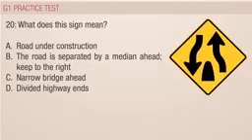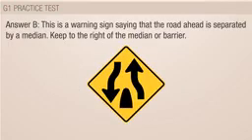Question 20. What does this sign mean? A. Road under construction. B. The road is separated by a median ahead. Keep to the right. C. Narrow bridge ahead. D. Divided highway ends. Answer B. This is a warning sign saying that the road ahead is separated by a median. Keep to the right of the median or barrier.